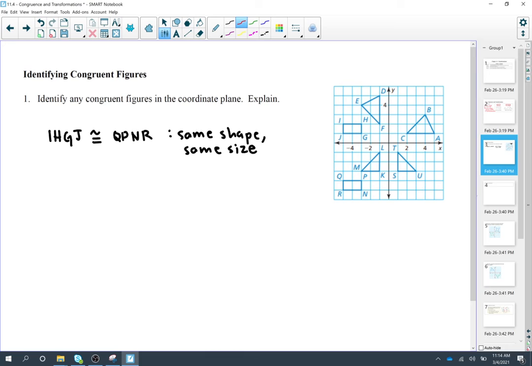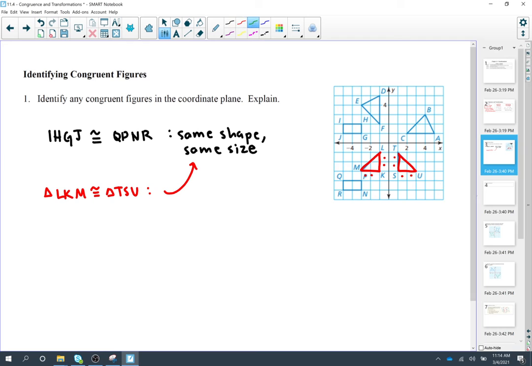Now I'm going to go find some triangles, and I'm going to look at this triangle versus this triangle. Well, they look the same to me, except one's kind of pointing to the left and one's kind of pointing to the right, but they are the same exact shape. So the question is, are they the same size? Well, this side is 2 units long, this side is 2 units long, this side is 2 units long, this side is 2 units long. So yes, same shape, same size. So I'm going to say triangle LKM is congruent to triangle TSU. And again, same shape, same size.